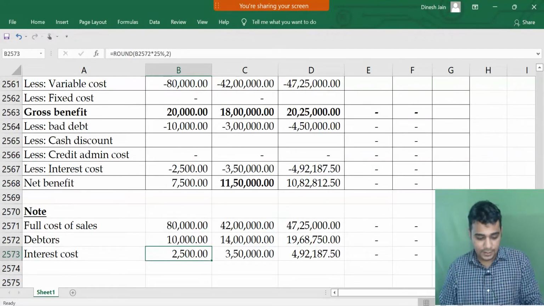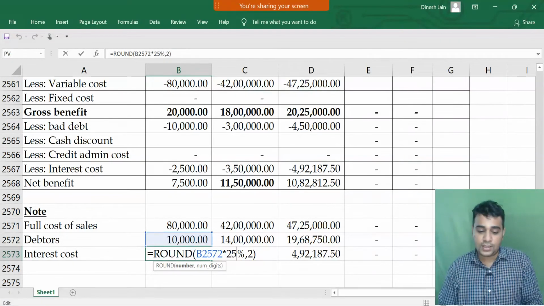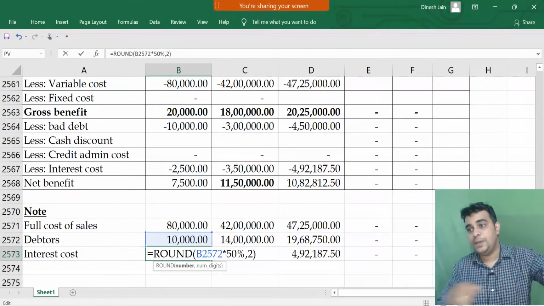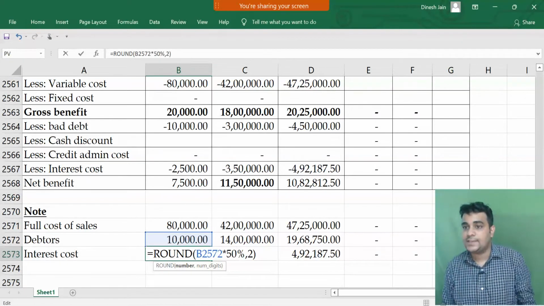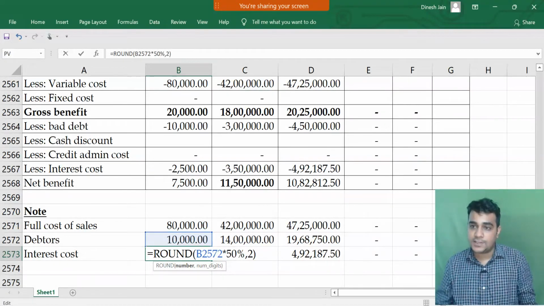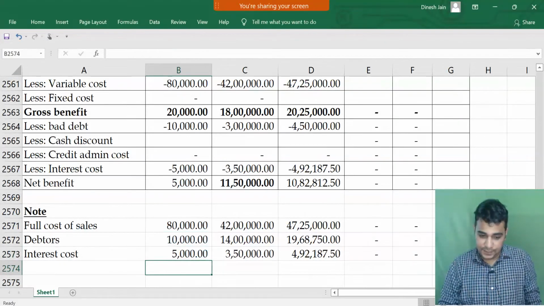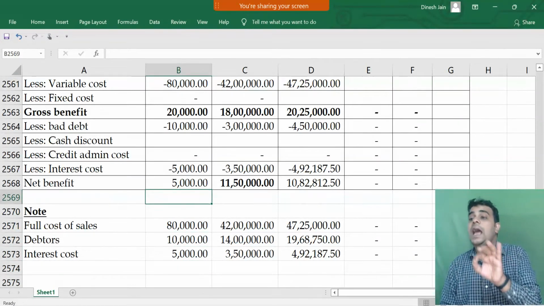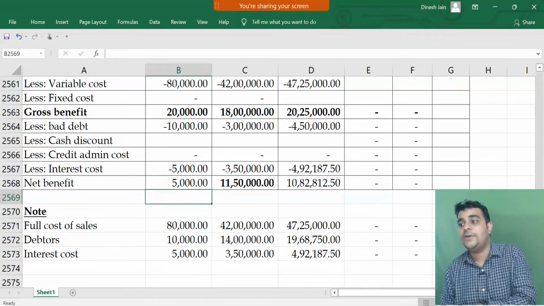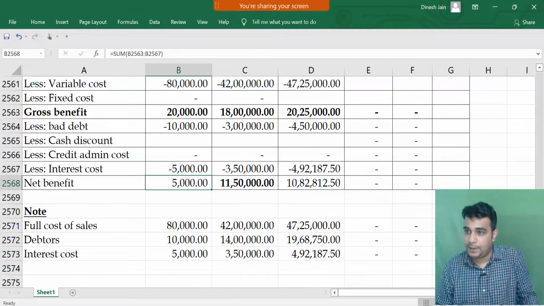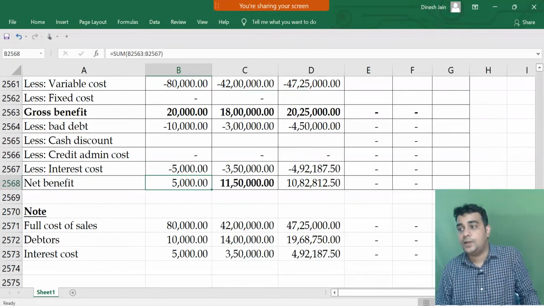Everything is the same manner. Just that you cannot take the 25% given in the question. It has to be 50%. Why it has to be 50%? Because that 25% was after tax. So I make this 50%. If you still have a net benefit, go ahead and give credit to this customer.